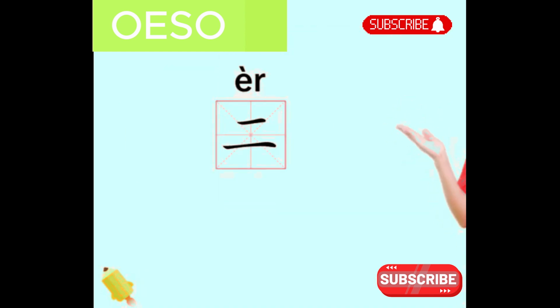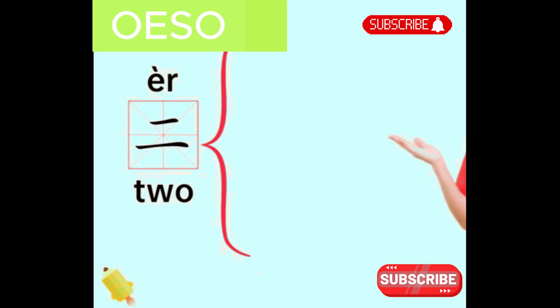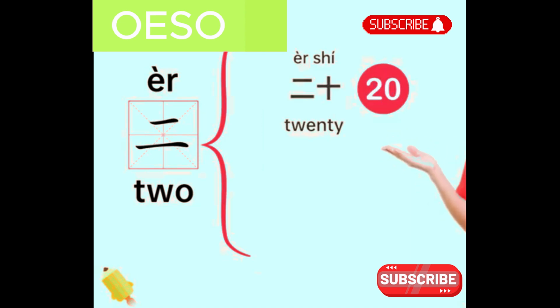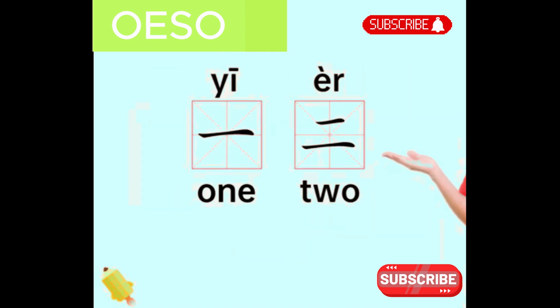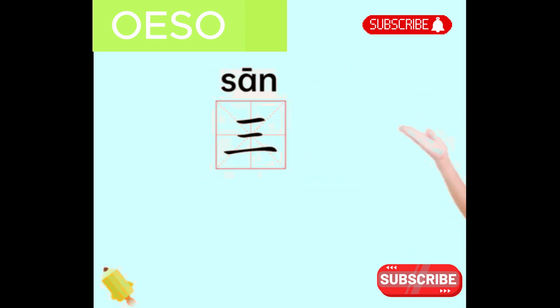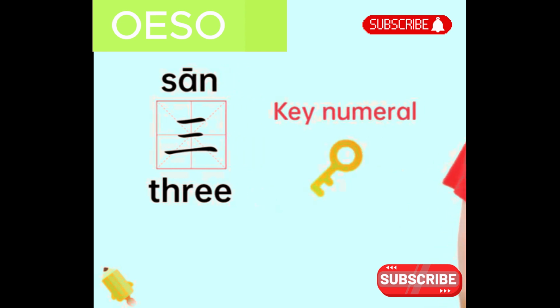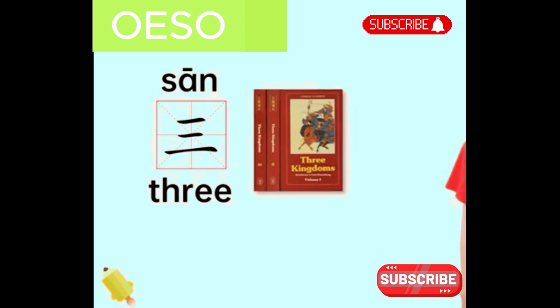二 means two in Chinese, as in 20 and 200. Like 一, 二 is a fundamental numeral in Chinese. 三 means three in Chinese. It is a key numeral in the language, and it is notably associated with the epic tales of heroes in 三国演义, Romance of the Three Kingdoms, a classic Chinese novel set during the Three Kingdoms period.